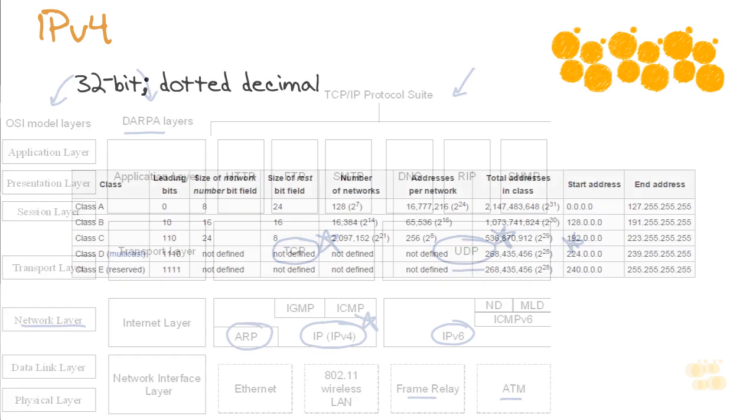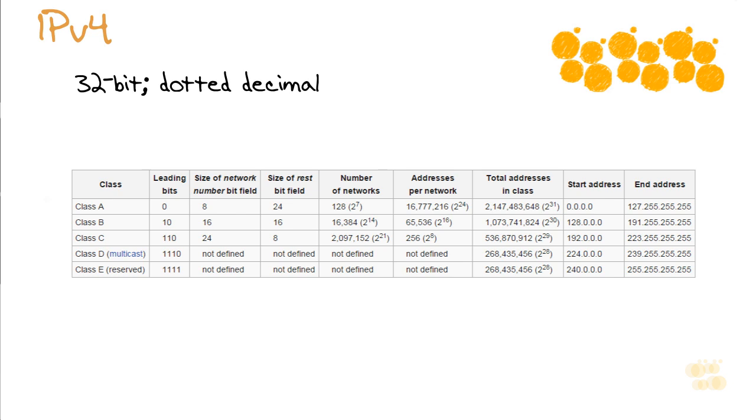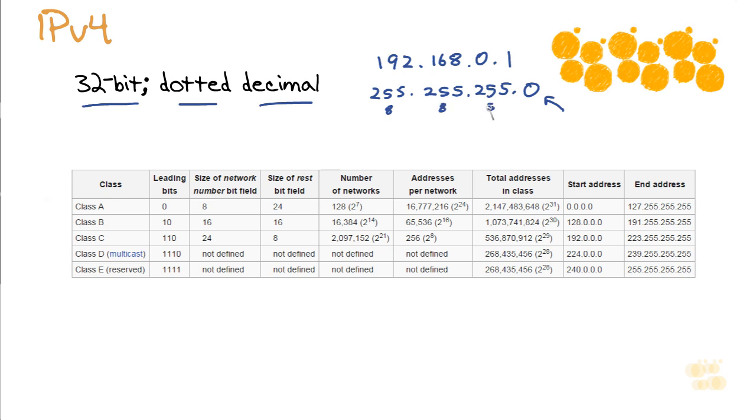Now, I probably don't need to tell you that an IPv4 address is 32 bits in length. And to be readily recognizable by us humans, we use a dotted decimal format. So an example of an IP address would be 192.168.0.1. The subnet mask is done the same way. We could go 255.255.255.0. This is the default 24-bit mask for a Class C address.